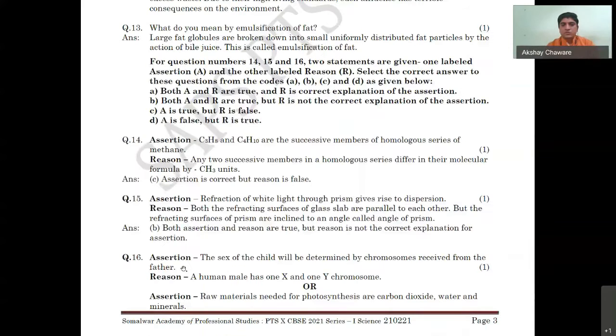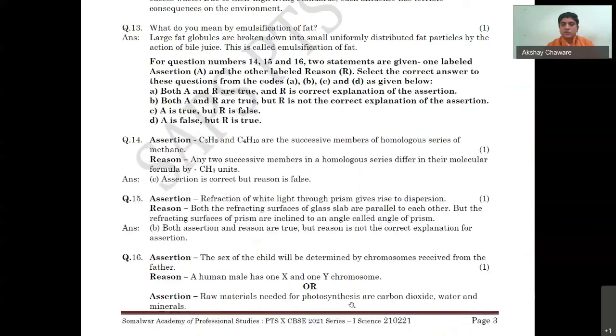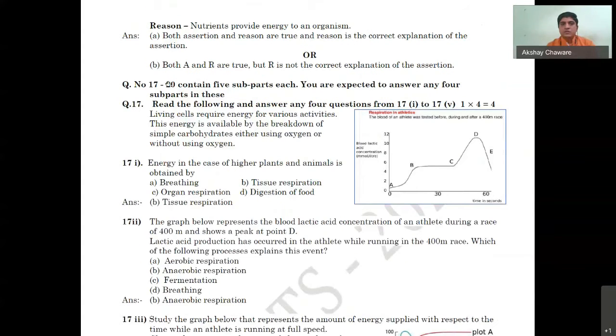And as you see in question number 16, there are two questions. One is: the sex of a child will be determined by the chromosomes received from the father. A human male has one X and one Y chromosome. So for this, the correct option is A. And for the second question: raw materials needed for photosynthesis are carbon dioxide, water, and minerals, and nutrients provide energy to the organism. So B is the correct option. Both are correct, but that is not the proper reason.